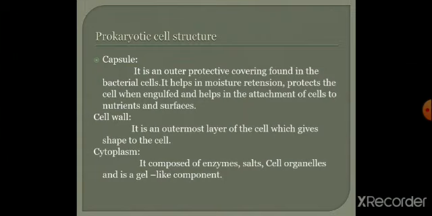Next one is the cell wall. The cell wall is the outermost layer of the cell which gives shape to the cell. Cytoplasm. Cytoplasm is a jelly-like compound. It is composed of enzymes, salts, and cell organelles. These organelles will be floating in the cytoplasm. It will be in a semi-solid condition.